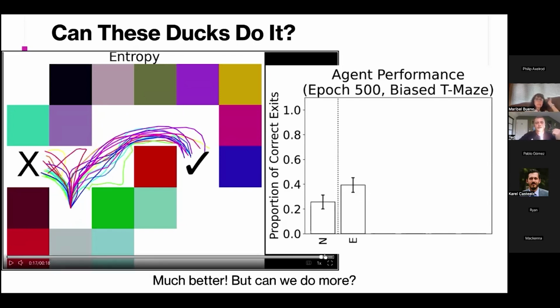Here, let me go to the end of that training session. So a lot of these ducks are going to the better exit. But can we do even better than this?